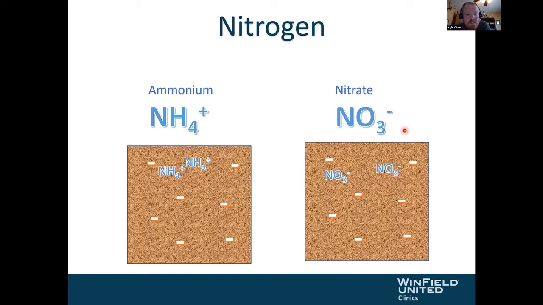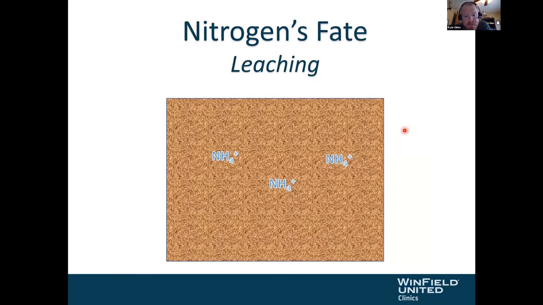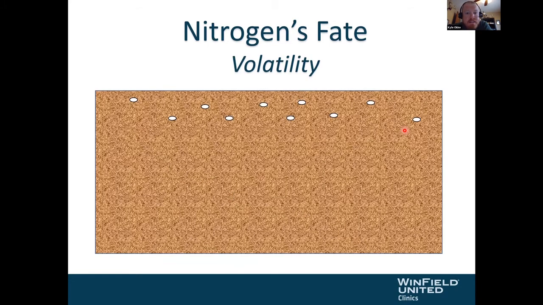But as far as the sake of this conversation goes, nitrate is mobile in the soil because it has the same charge as the soil colloids, and ammonium has an opposite charge, so it'll stick to the soil. Nitrogen's eventual fate is either leaching, where that ammonium gets converted by soil bacteria to nitrate, and with soil water can leach.